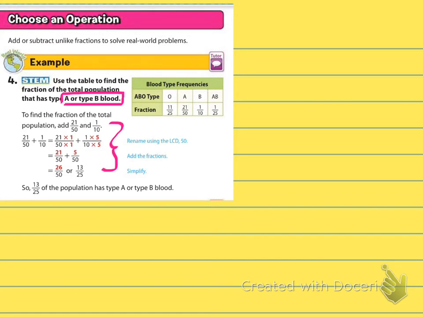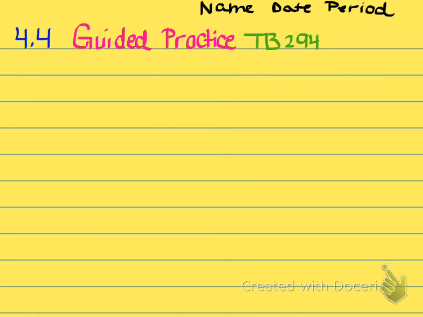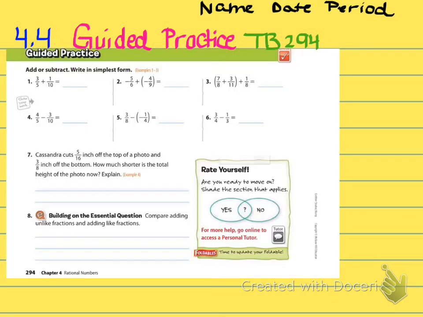Now you want to get out another sheet of paper. So now you're going to go ahead and head your paper 4.4 guided practice, textbook page 294. And then I would like you to work on numbers 1 through 7. So your assignment is 1 through 7. I have had some people doing number 8 as well, meaning they will get an extra point if number 8 is correct. So 1 through 7 is the assignment, but you can always do number 8 as well.